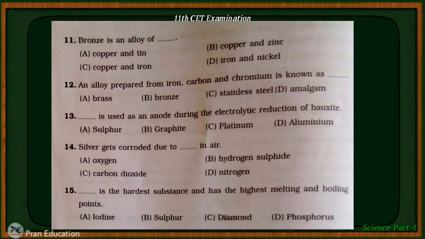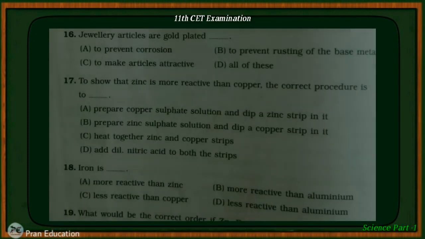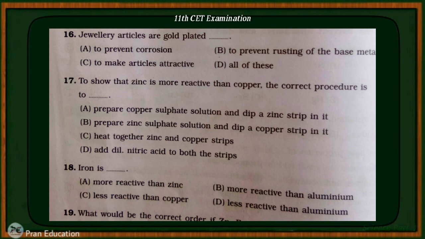15th. Dash is the hardest substance and has the highest melting and boiling point. Options: A. Iodine, B. Sulfur, C. Diamond, D. Phosphorus. The correct option is option C. Diamond.